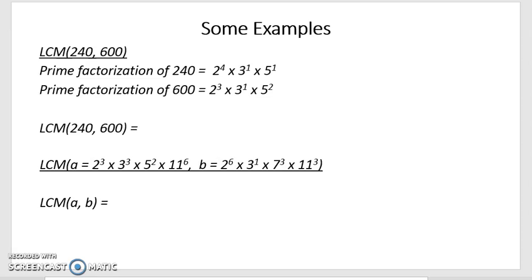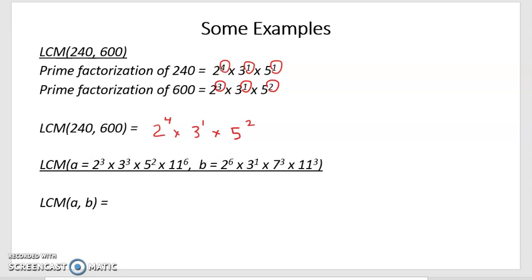So the first step is identify the prime factors in either number. They each have a 2. There's a 3 in each of them. There's a 5 in each of them. And those are the only prime factors in the two numbers. Then I identify the greatest of the exponents. 240 is 2 to the fourth. 600 is 2 to the third, so we include the greatest exponent, 2 to the fourth. For 3, the exponents are both 1, so we include that 1, 3. For 5, the exponents are 5 to the first and 5 squared. 5 to the first and 5 squared is 5 squared.